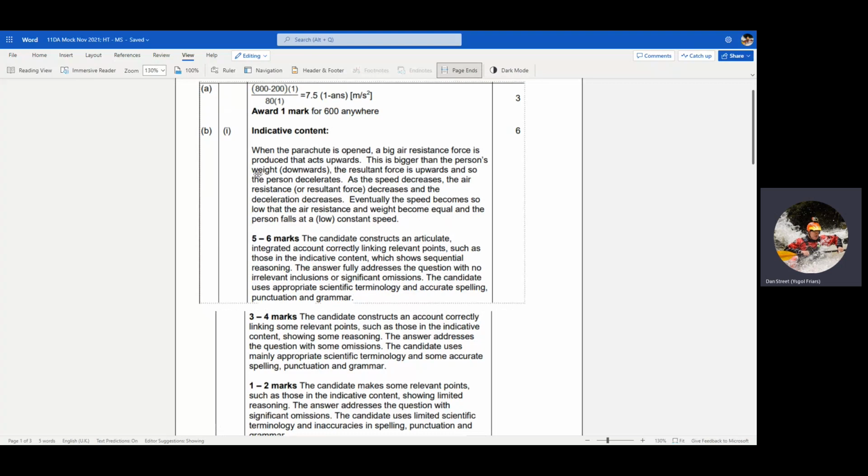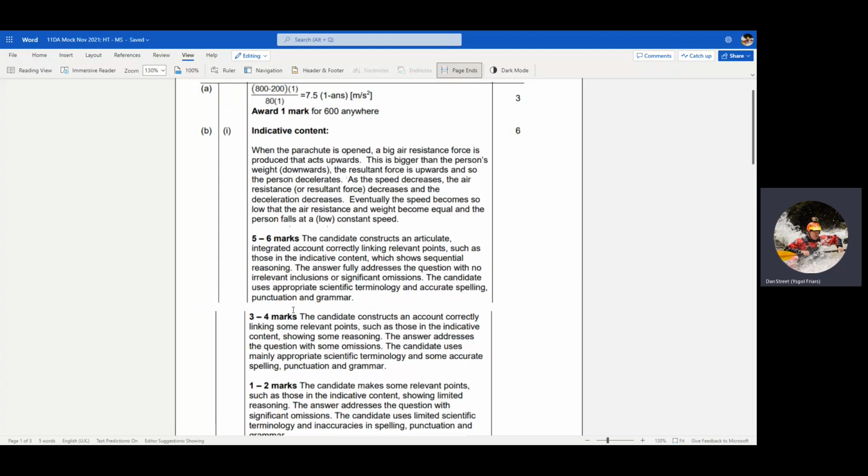So when the parachute is opened, a big air resistance force is produced that acts upwards. This is bigger than the person's weight, which is downwards. The resultant force is upwards, and so the person decelerates. Remember, that doesn't mean the person flies upwards, it simply decelerates. As the speed decreases, the air resistance or resultant force decreases, and the deceleration decreases. Eventually, the speed becomes so low that the air resistance and the weight become equal, and the person falls at a low, constant speed. So that's the sort of text that they would be looking for.